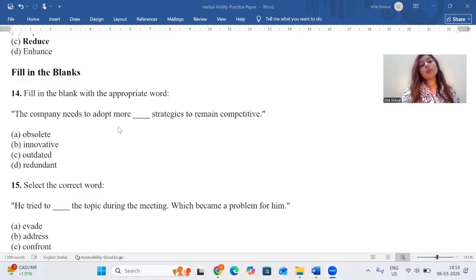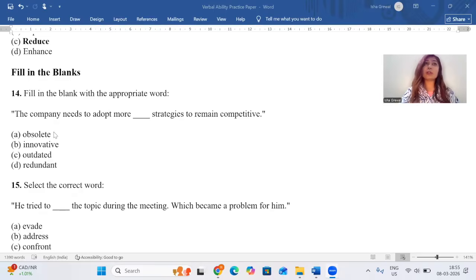So the company needs to adopt more dash strategies to remain competitive. Now, obviously, the sentence is going to be using a positive word because they are looking for some strategies to remain competitive in the market. So we have to find some word which is positive. Outdated, redundant cannot be there.